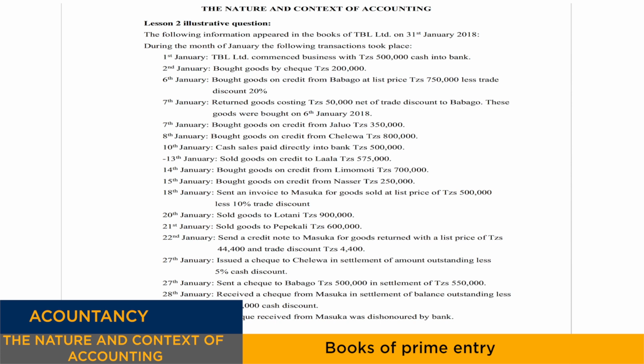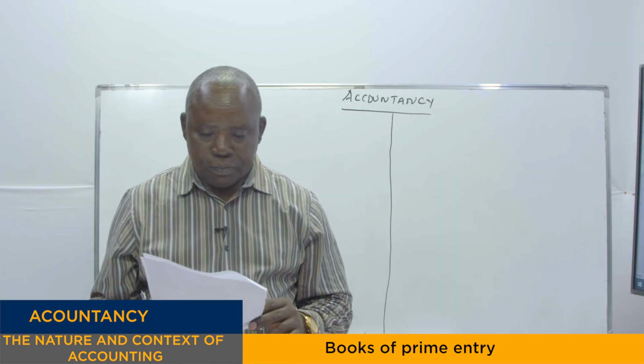On 29th January, a check received from Masuka was dishonored by the bank. Record the given transactions in the sales journal, sales returns journal, purchases journal, purchases returns journal, and a cash book.